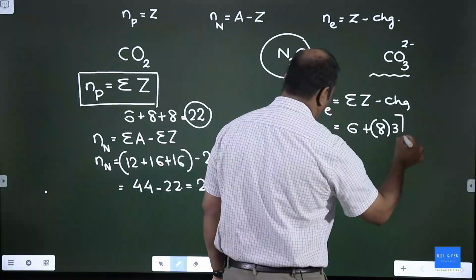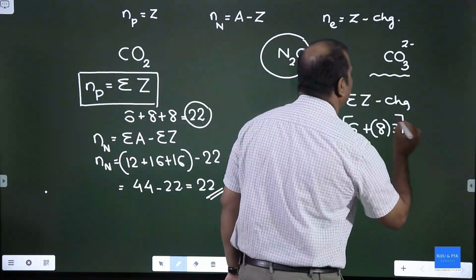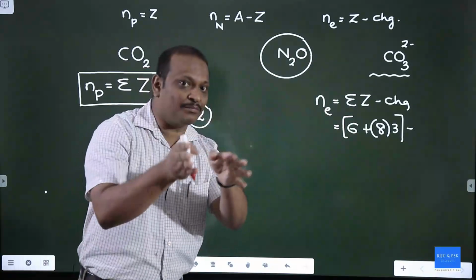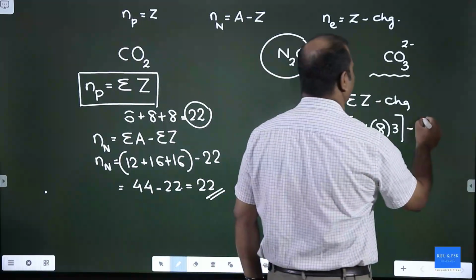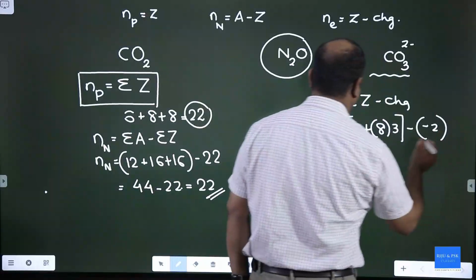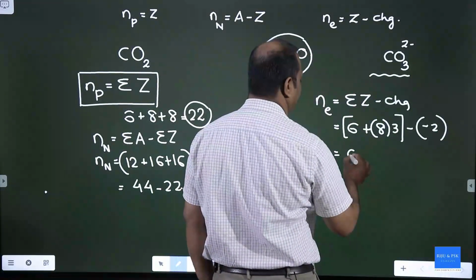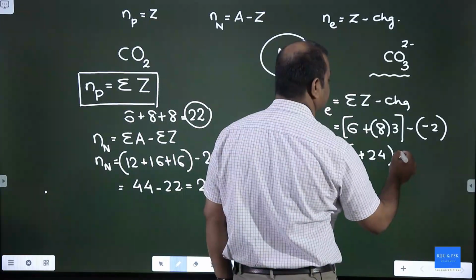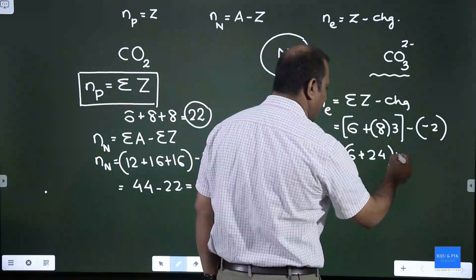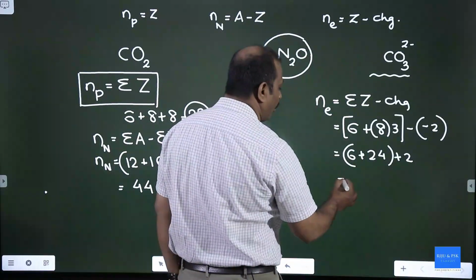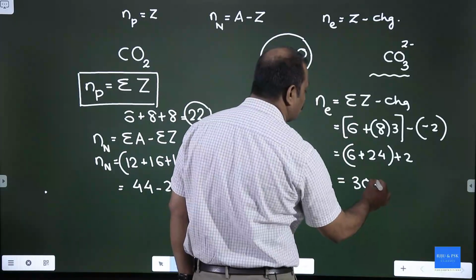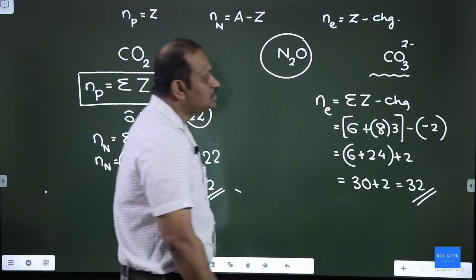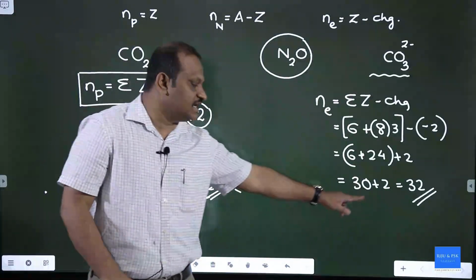The whole minus its charge. What is the charge? It's not 2, charge is minus 2. So that minus 2 you have to substitute here. Then you will be getting the answer 6 plus 24, isn't it? Minus of minus 2 is plus 2. So ultimately what you get? 30 plus 2 is equal to 32. So the number of electrons in that case comes as 32.